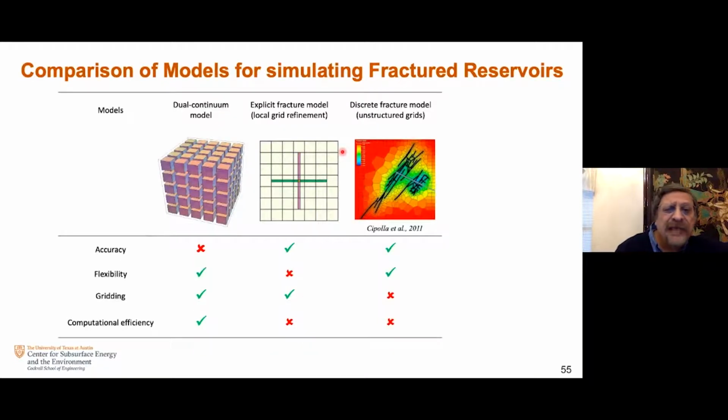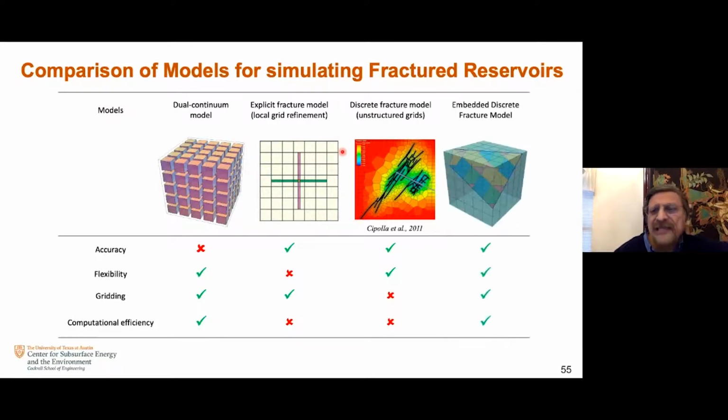Now, as you can see, I have made a comparison between dual porosity, explicit fracturing, and a structured grid. Most of the methods have some drawbacks. For example, when you're using a discrete fracture with an unstructured grid, the problems are gridding and computational efficiency, and so on and so forth.